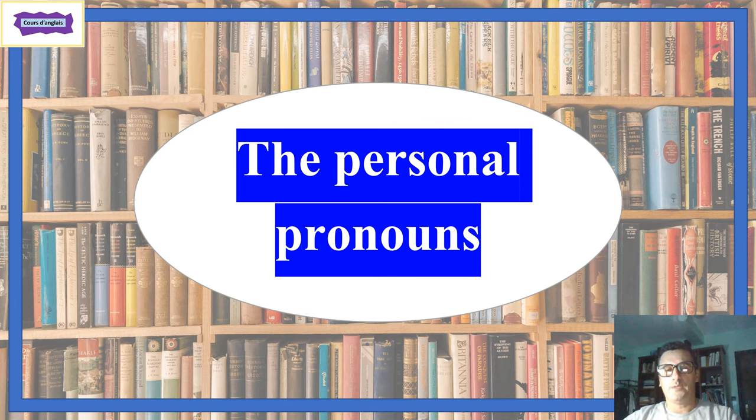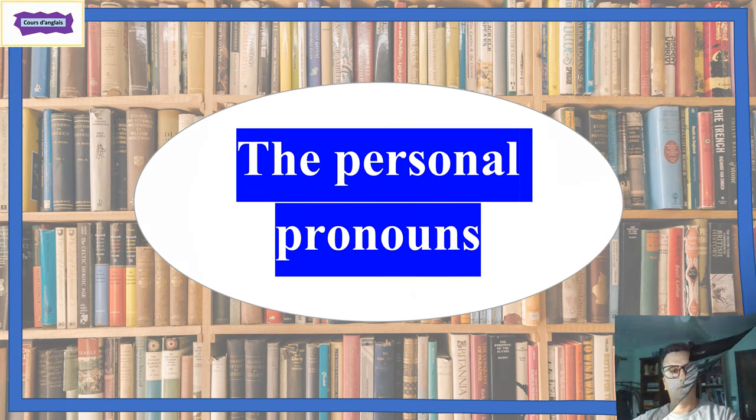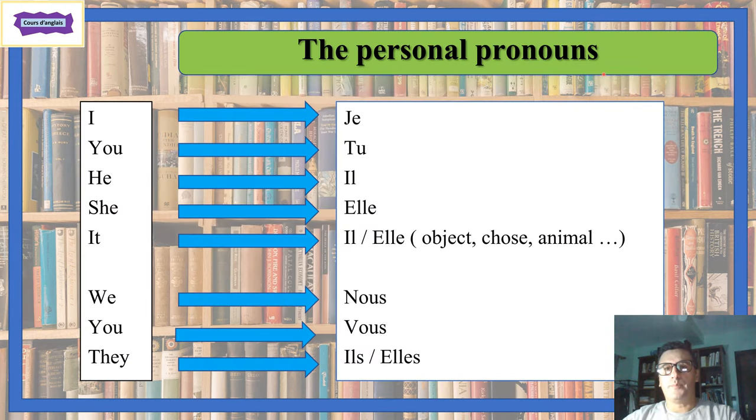The personal pronouns. Alors, the personal pronouns are, les pronoms personnels sont I, you, he, she, it, we, you, they. I, c'est comme le français, je. You, tu. He, il. She, elle. It, il ou bien elle, il s'agit d'un objet, d'une chose ou bien d'un animal, ainsi de suite. Pour les personnes, c'est he ou bien she. It, c'est pas juste. We, c'est nous. You, c'est vous. They, c'est il ou bien elle.